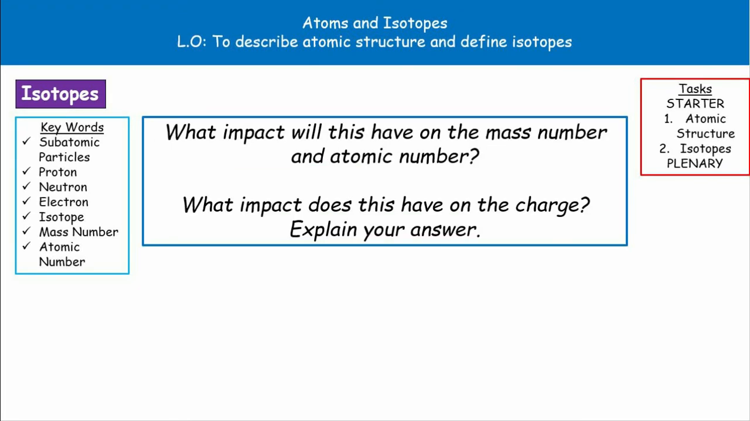We know that when we're talking about an isotope, this is something with the same number of protons and electrons, but a different number of neutrons. So what I want you to do is have a go at answering these 2 questions in your book. First one, what impact will this have on the mass number and the atomic number? And secondly, what impact does it have on the charge? And explain your answer for that second one. I'll give you about a minute to have a go at answering those in your books.